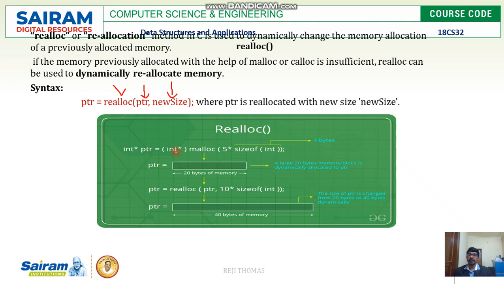Look at this. We have taken malloc. You ask for 5 times the size of integer, so we have got 20 bytes. Now you found that this is not sufficient. So what you do is take the same variable, realloc ptr. Now you are asking for the size of 10 integers. So how many bytes will be allocated? 40 bytes will be allocated. Before it was only 20 bytes. So whatever space is allocated by malloc and calloc can be reallocated using realloc.